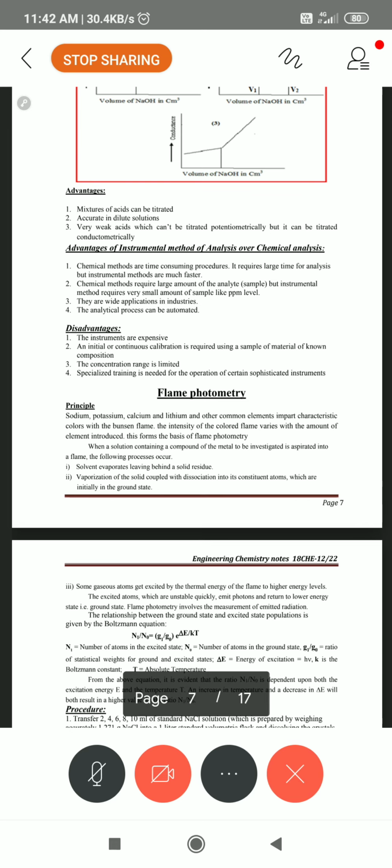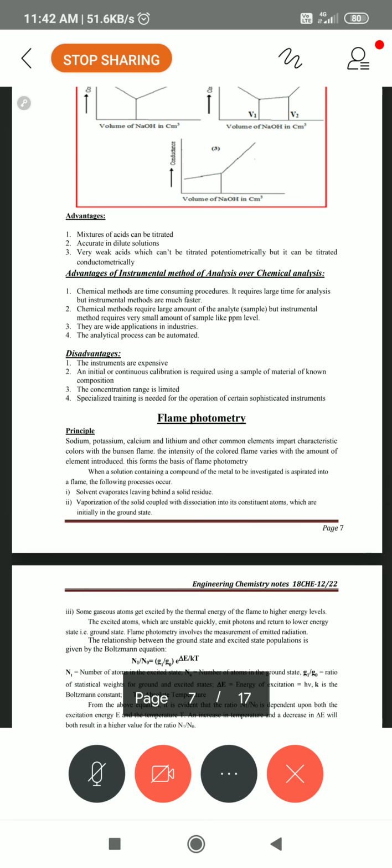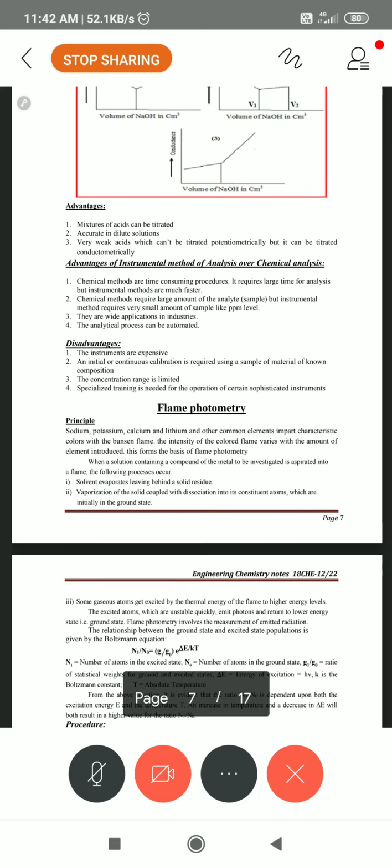So this is the experimentation you have to do in the lab also. This is the demo experiment, so we will show it in this lab also. We will send it also in your YouTube record. So this is the procedure we have to do.